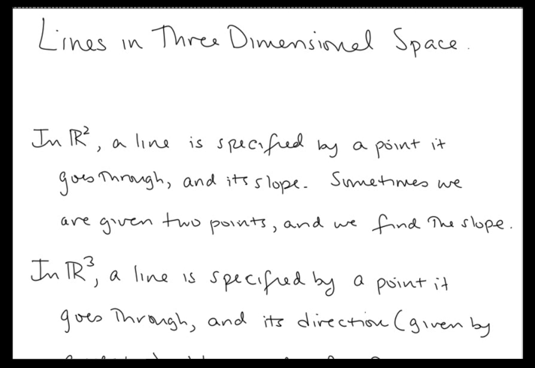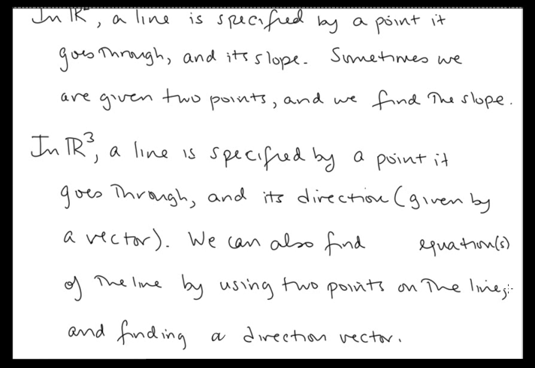In two-dimensional space, we know that a line is specified by a point it goes through and its slope. And sometimes we're given 2 points and we find the slope between the 2 points. Similarly, in three-dimensional space, a line is specified by a point it goes through and its direction, but now its direction is given by a vector. And we can also find the equations of the line by using 2 points on the line and finding the vector between them.